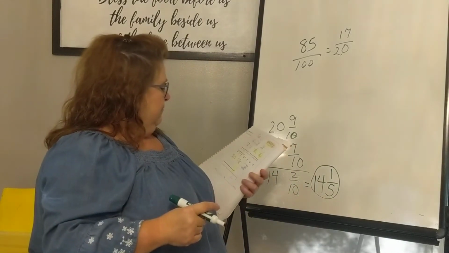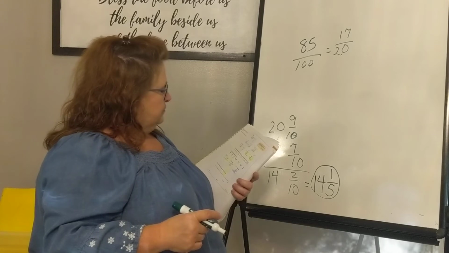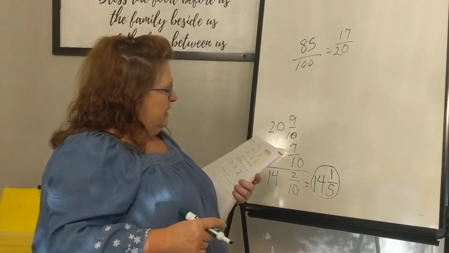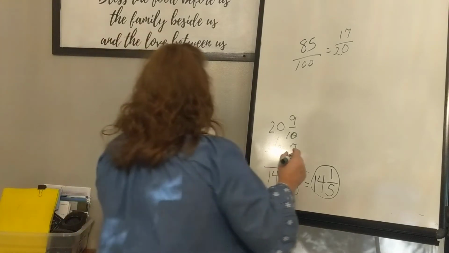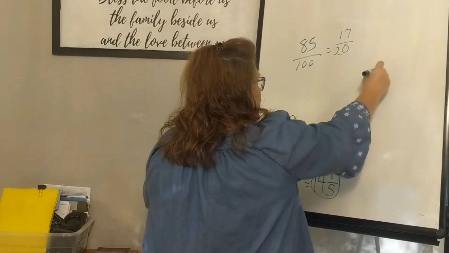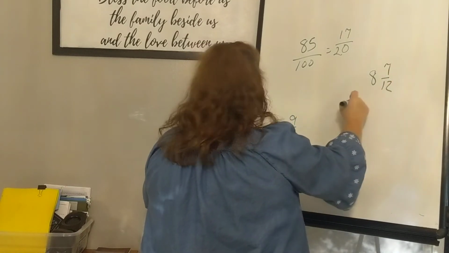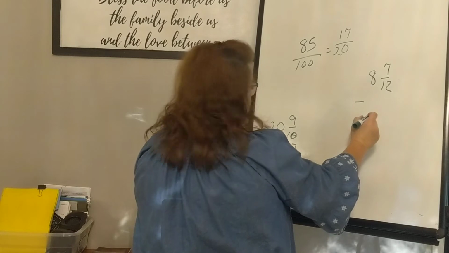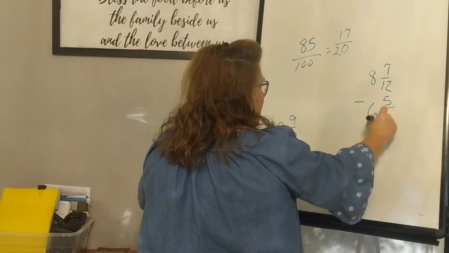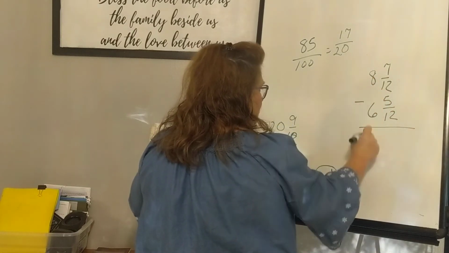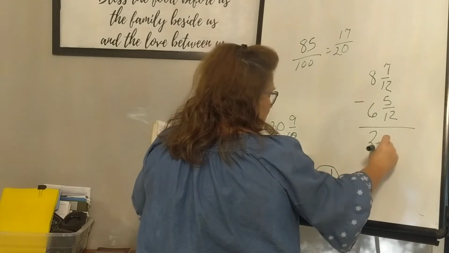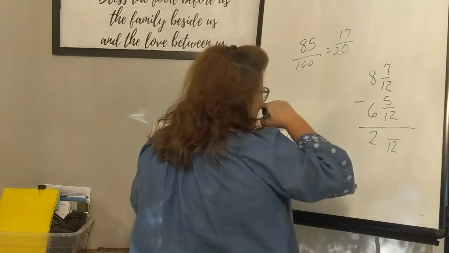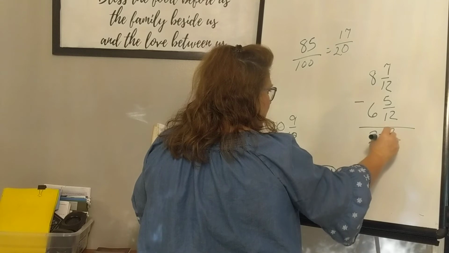Okay? And then for letter D, we have 8 and 7/12 minus 6 and 5/12. Subtract our whole numbers. 8 minus 6 is 2. Write our denominator 12 and subtract our numerators. 7 minus 5 is 2.